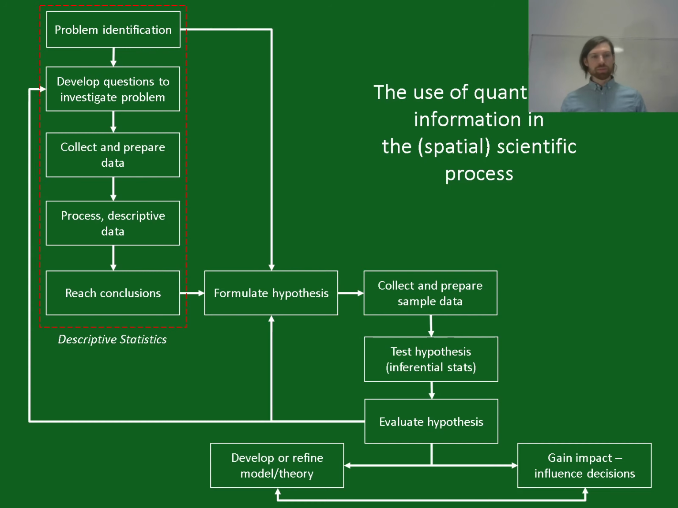So I raised this before, that this is my take on how we undertake spatial science, basically. And on the left-hand side here, what we have is the descriptive statistics part. So we're able to collect and gather data, process it, and then reach some conclusions about that data. So this is the first third of the course. It's different from what we're going to do in the second third and the final third of the course, where we're focusing on inferential statistics.